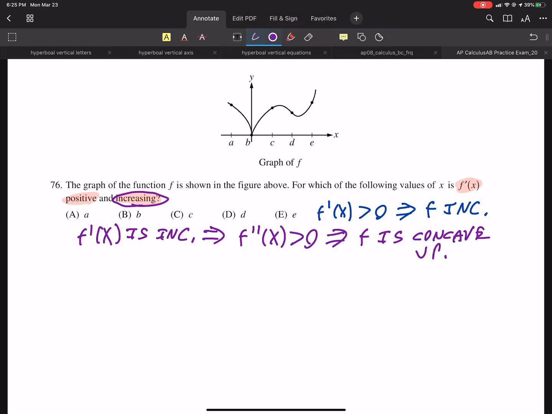So where is that? Well, let's look at E. F is clearly increasing at that point, and F is also clearly concave up at that point. So we have our answer, E.